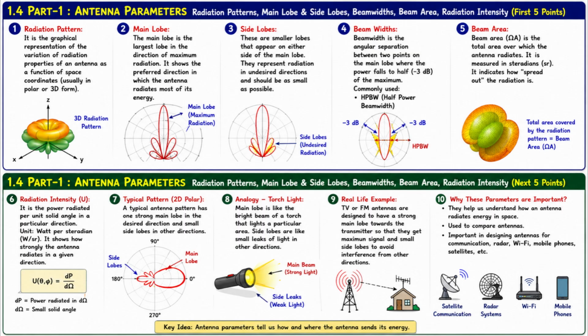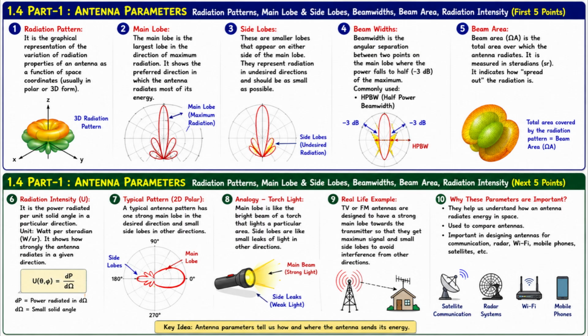Please observe. Main lobe is very useful because it sends signal towards the required area direction. Side lobes are usually unwanted because they waste power and may cause interference also. Okay? So next point is beam width. Beam width means the angular width of the main beam, clearly mentioned in the image.